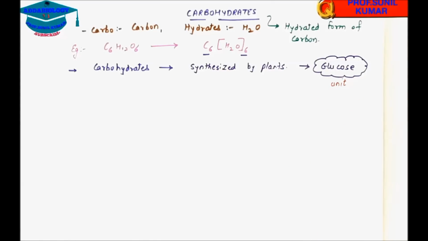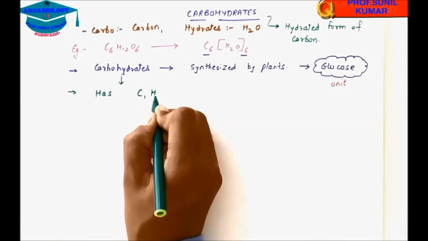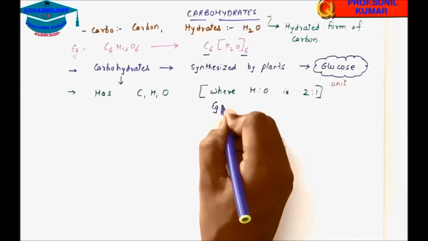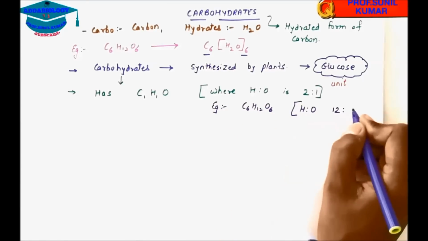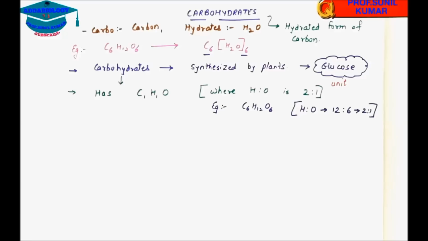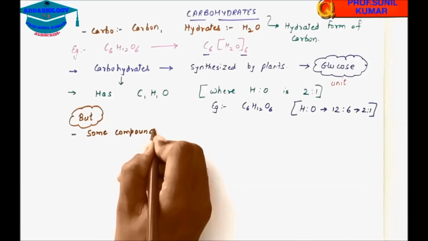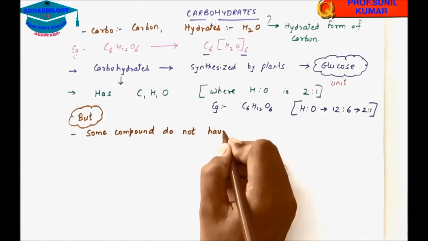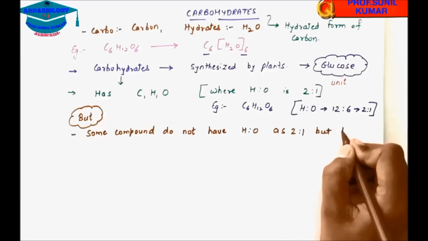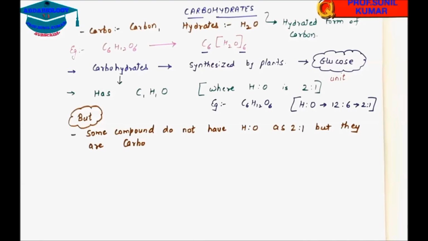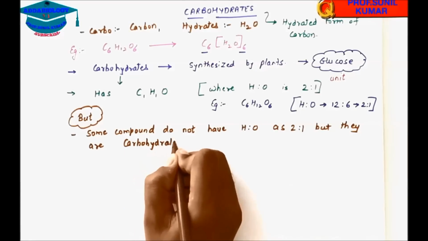All the carbohydrates have carbon, hydrogen and oxygen, where the hydrogen and oxygen ratio is 2:1. For example, C6H12O6, hydrogen and oxygen is 12:6, that is 2:1. But we need to understand one thing. Some compounds do not have hydrogen and oxygen ratio as 2:1, but still they are carbohydrates. It simply means that they do not follow the 2:1 rule, but still they are considered carbohydrates.